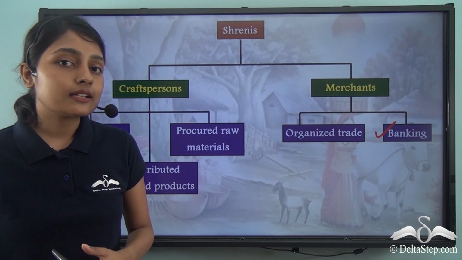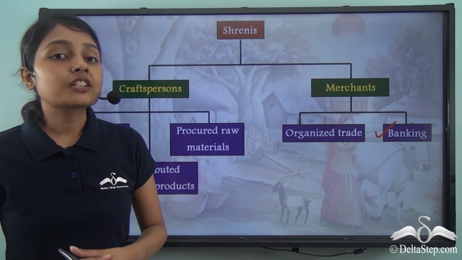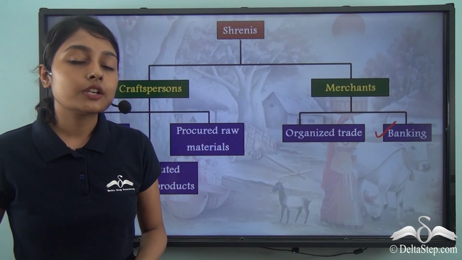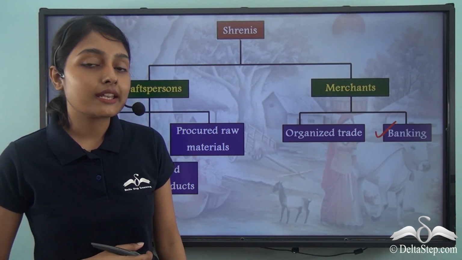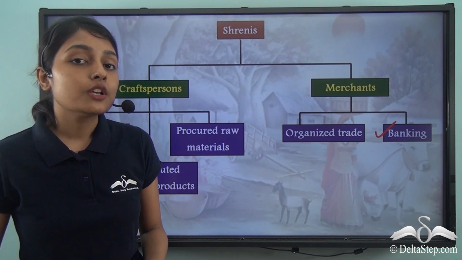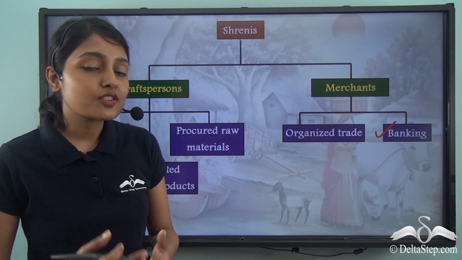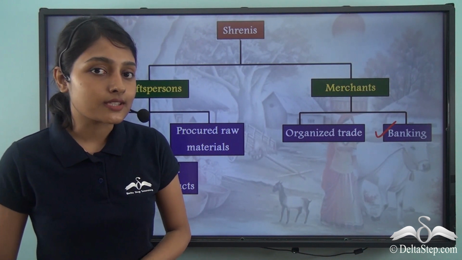From this, we can understand the important role that shrenis had in order to perform better trade activities with regard to the production of good and the distribution and selling of goods.